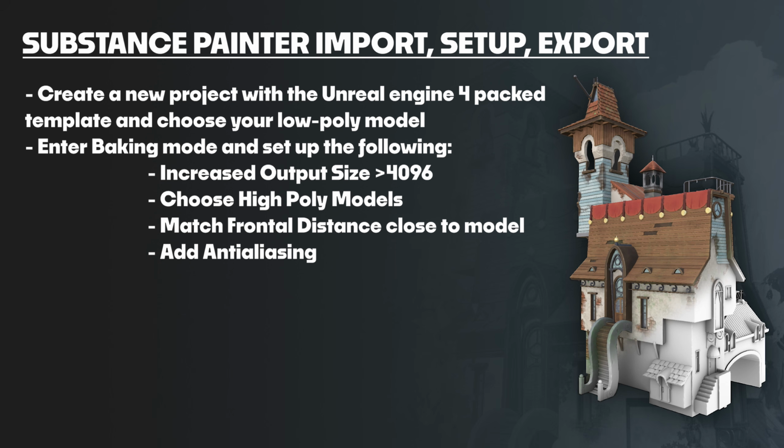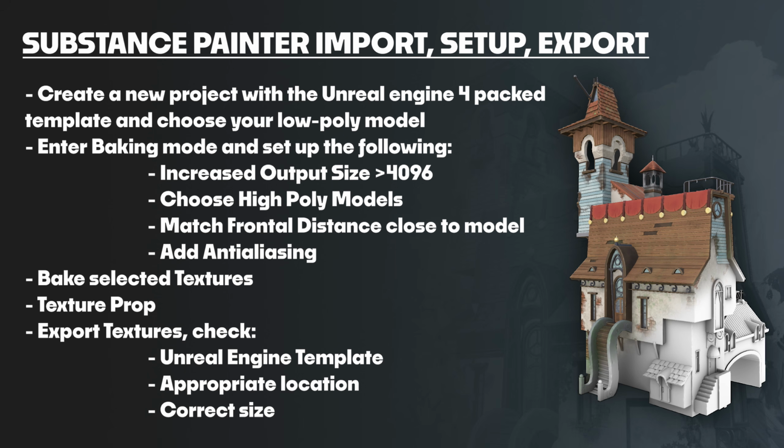Ensure the max frontal distance is the smallest distance it can be without losing any of your high poly detail. Use the 3D mode on the right to look for any red sections and try to get it as close as possible before seeing red. Add some anti-aliasing, the higher the better again. This will just mean your maps are a little higher quality. Once that's all set up, hit Bake Selected Textures and it will bake all the mesh maps you need for your model. With the mesh maps baked, you'll now need to texture your object up to the quality that you want it to be. And then finally, export the textures.